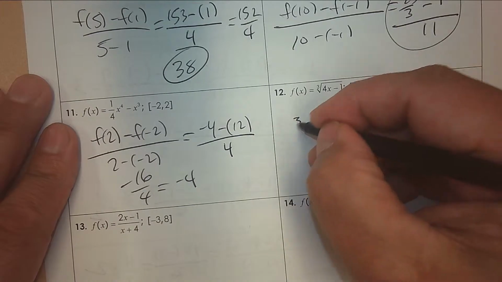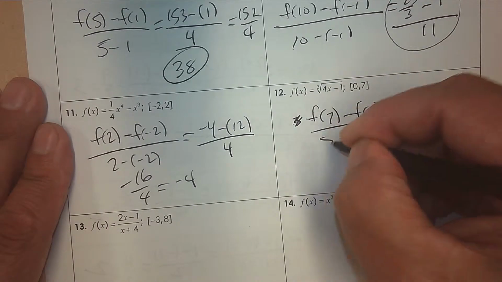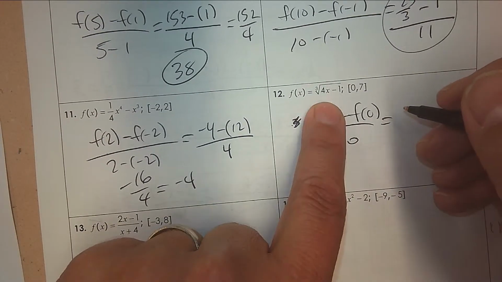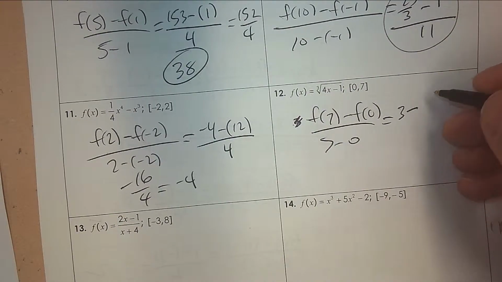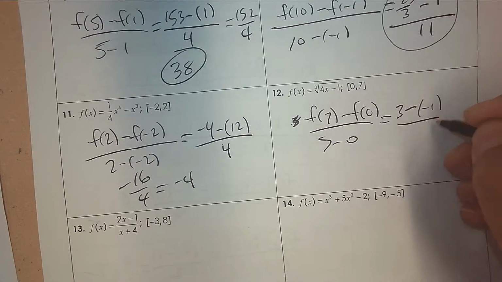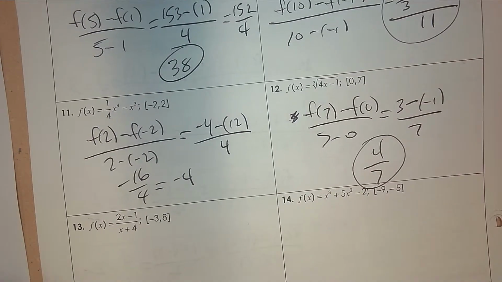The cube root. So here, f at 7, subtract f at 0, over 7, take away 0. If you plug in 7, you get 28, take away 27. Cube root is 3. 0 gives you negative 1, which is negative 1, and then 7. So if you add that up, you actually get 4 over 7.